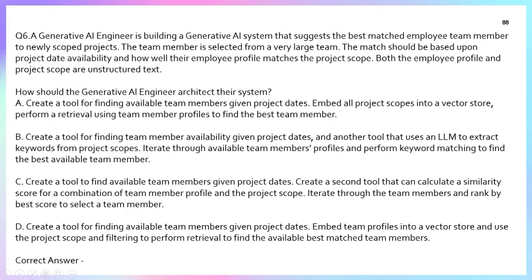The employee profile and project scope are unstructured text. How should a generative AI engineer architect their system? A. Create a tool for finding team members. Given a project, embed all the project scope into the vector store. Perform a retrieval using the team member profile and find the best team member.